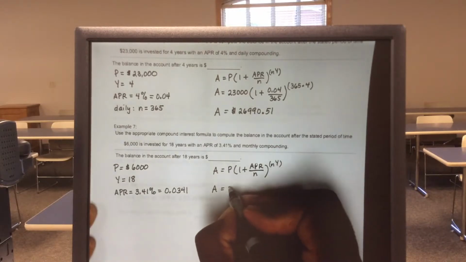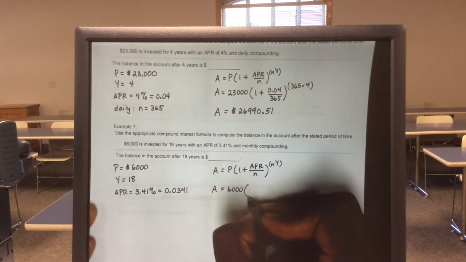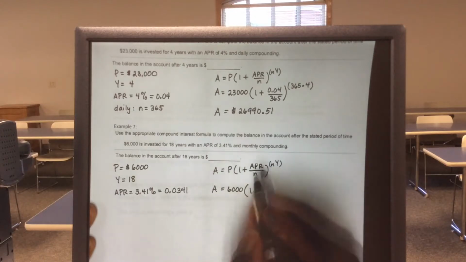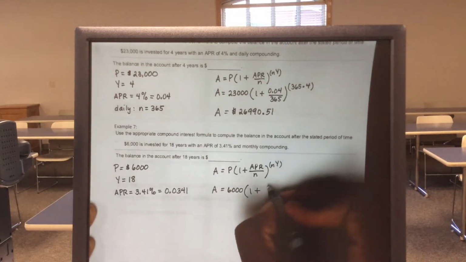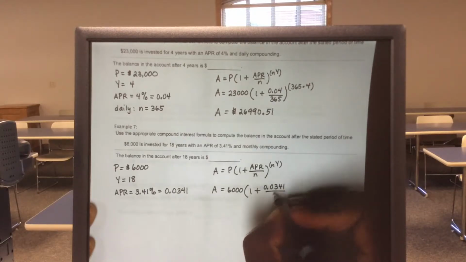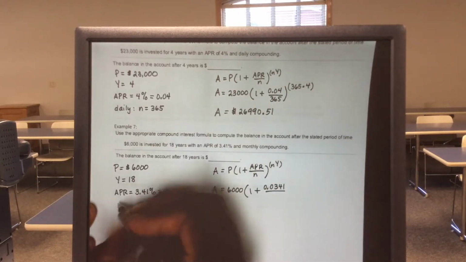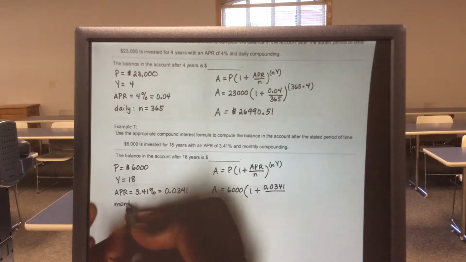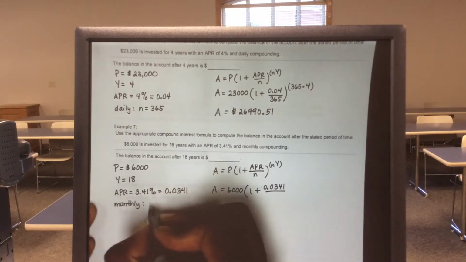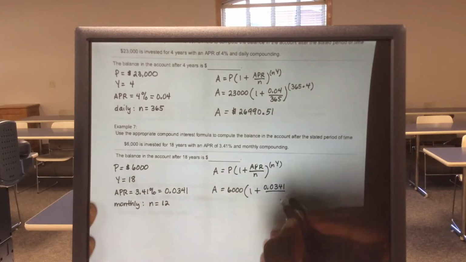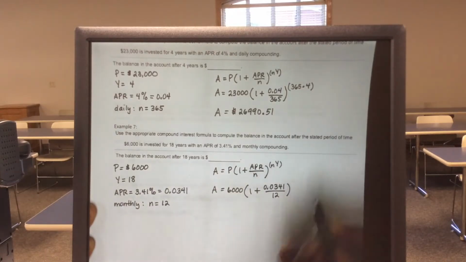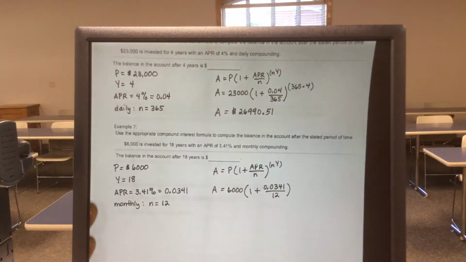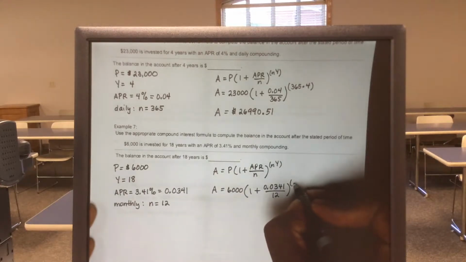Here your P is $6,000, that's your principal, times 1 plus your APR, that's 0.0341, divided by N. Now it's compounded monthly, I forgot to mention that. So that means N has to be equal to 12. So your 12 will be in your denominator under the APR. Your N in the exponent is still 12 times the Y, which is going to be 18.